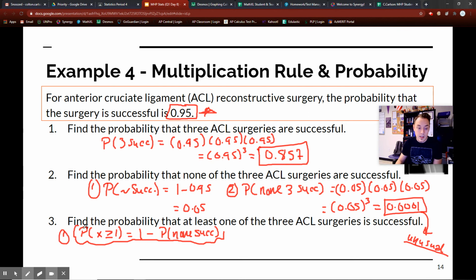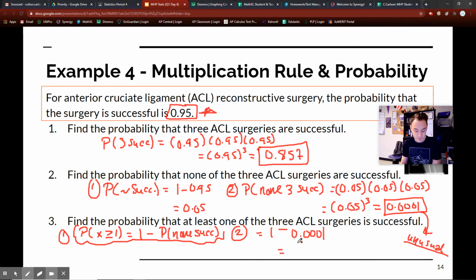So this is the first step. The second step is to do this. So I do 1 minus, and then this is 0.001. Okay, so why do I have to do this? Because at least one of the 3 ACL surgeries is successful. What that means is it's 1 or above. So I need to do the complement of none of the 3 successful surgeries, because this is none of them, and I at least want 1. So that means I do 1 minus the none of the successful surgeries.